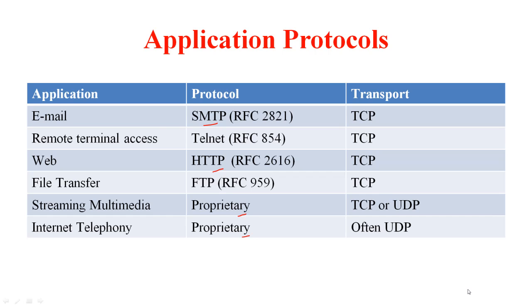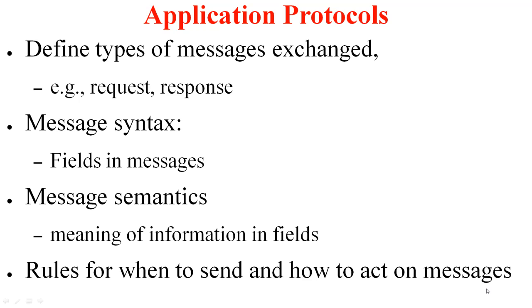And these protocols employ transport layer services. For example, email uses TCP, web uses TCP. The real-time applications often use UDP, sometimes TCP also. What do these application protocols define? We have seen this many times before.